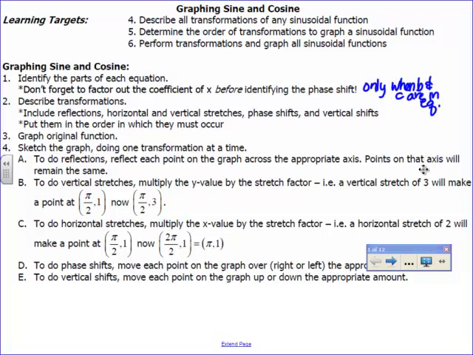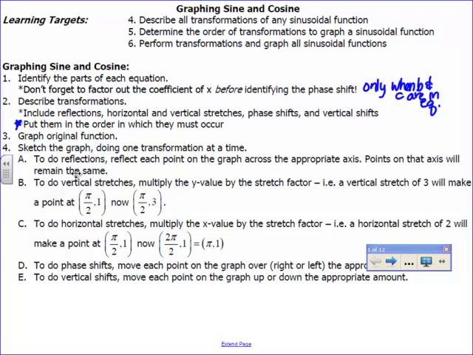Number 2, describe all the transformations. Include reflections, horizontal and vertical stretches, phase shifts, vertical shifts, all of the things we've been practicing. Make sure that you put them in the order in which they must occur, because now that we're actually performing them on the graph, we need to make sure we're doing it in the proper order. Start off by graphing the original function so that you have a reference point. That's step 3. And then step 4, to sketch the graph, do it one transformation at a time.